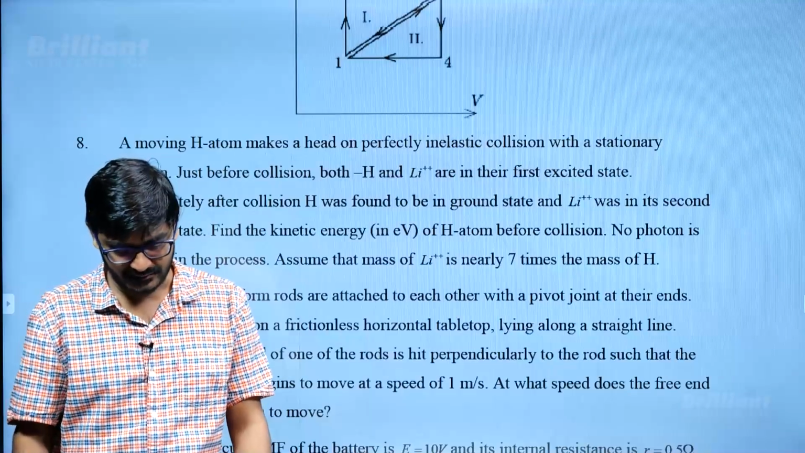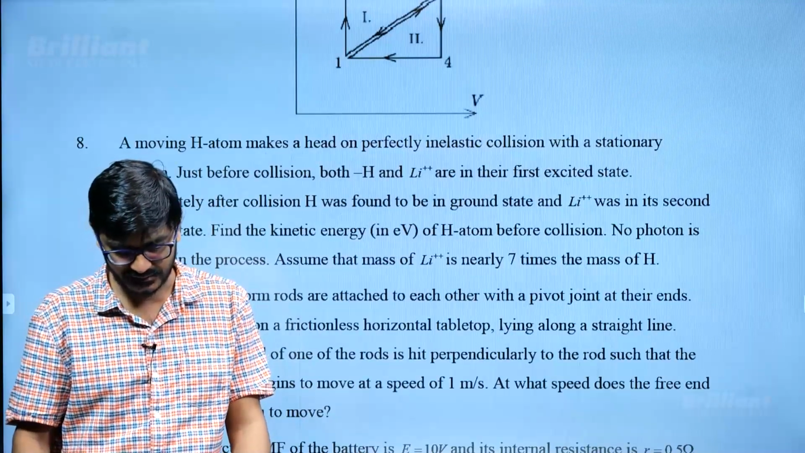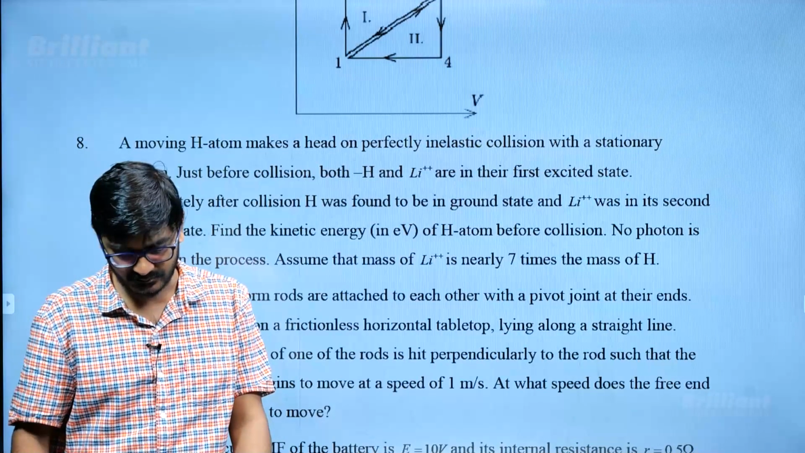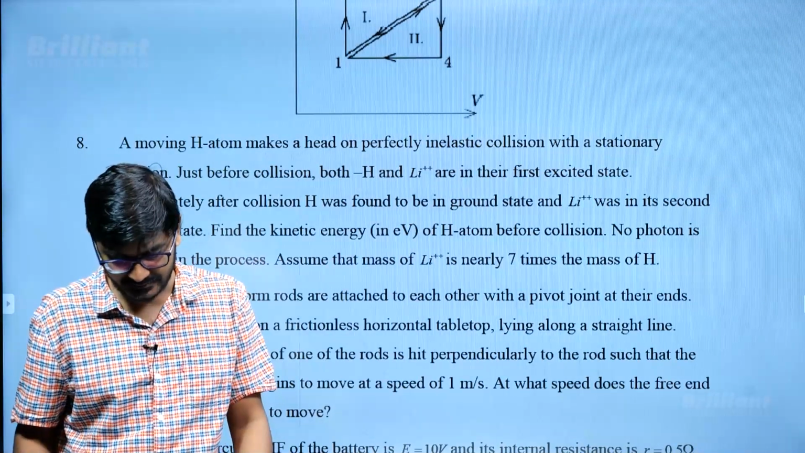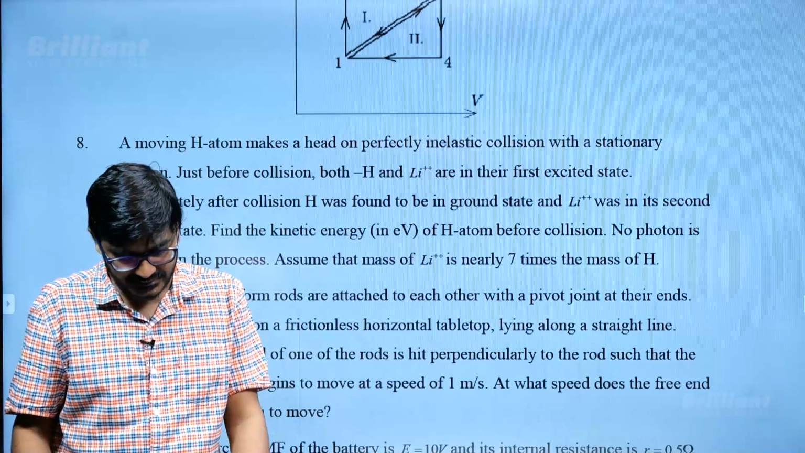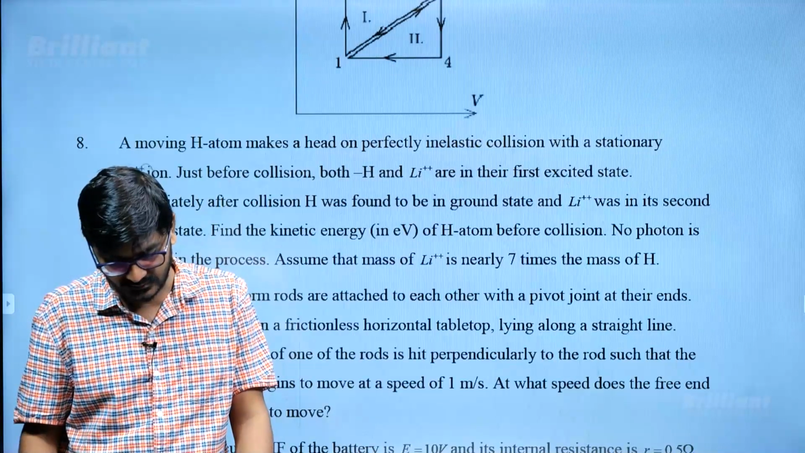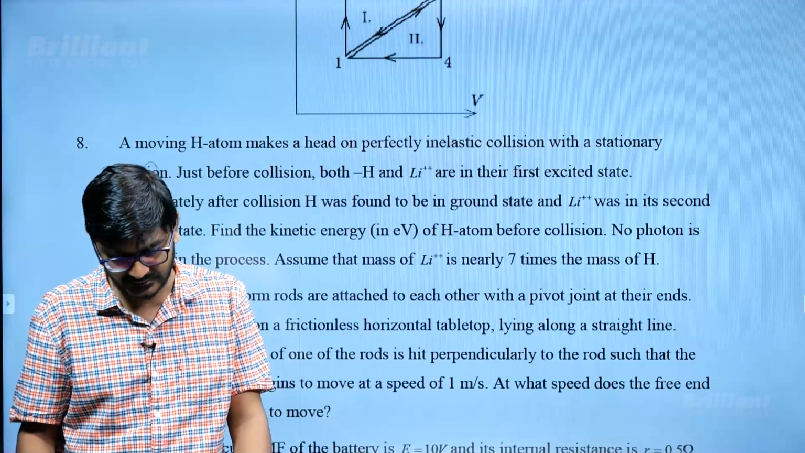A moving hydrogen atom makes a perfectly inelastic collision with a stationary Li++ ion. Just before collision, both hydrogen and lithium are in the first excited state. Immediately after collision, hydrogen was found to be in ground state and lithium was in second excited state. Find the kinetic energy of hydrogen atom before collision.